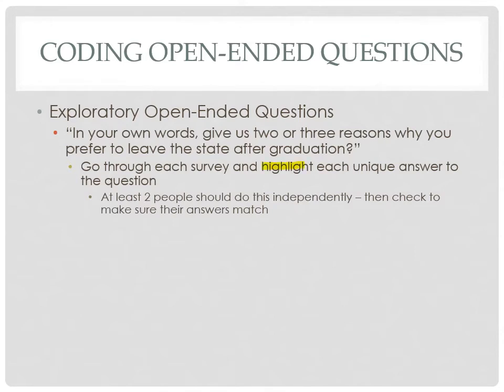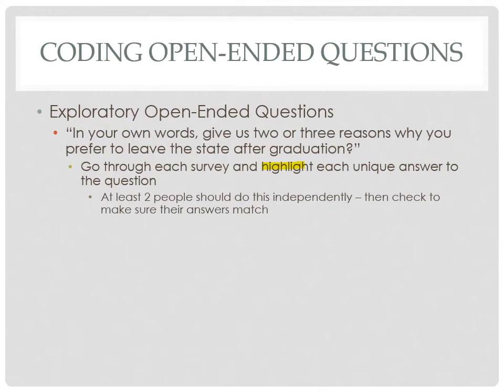Every time you see a unique answer, you would highlight that unique answer. Key thing when you're doing this is that you need to have at least 2 people doing this independently. All right, so everybody does it on their own, and then they meet up and look to see, did we highlight the same things? So you're not just letting one person's potential opinion or bias influence how this data gets coded. You have 2 people doing it and checking their answers.